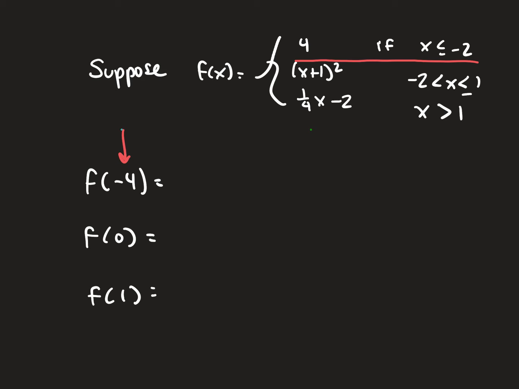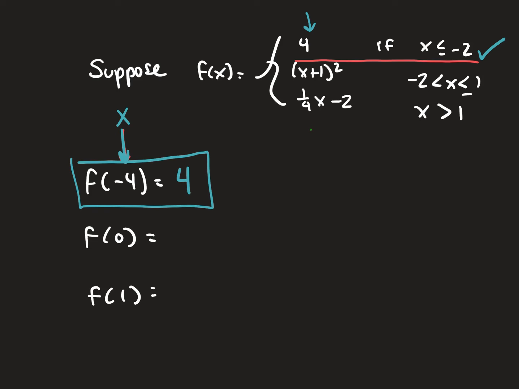Now, these are just x values I'm plugging in. I just have to figure out what portion it is. So f of -4 is definitely less than -2, so I'm just going to plug it in for x. But you'll notice there is no x, it's just 4. So for any x less than -2, my functional value is just simply 4. So that answer is just going to be 4.